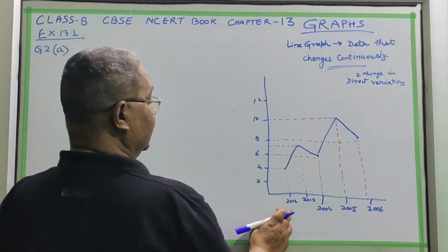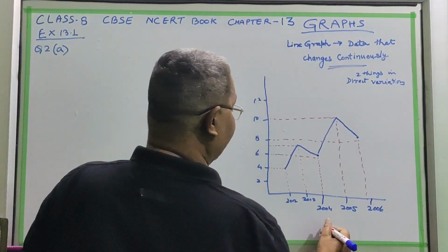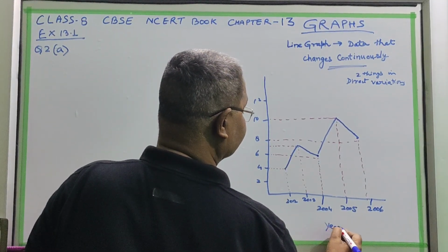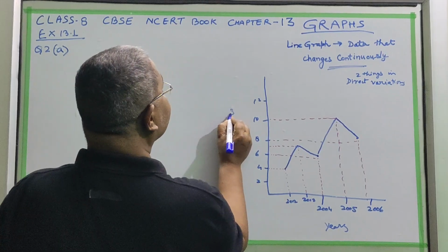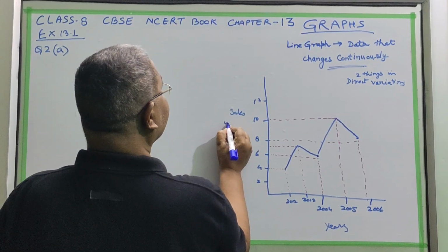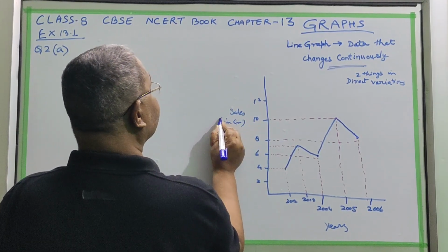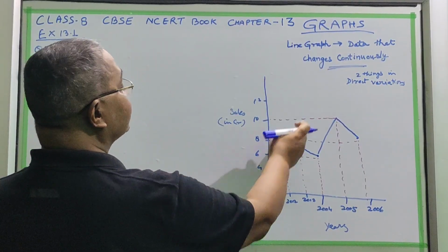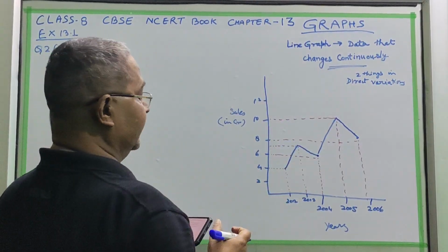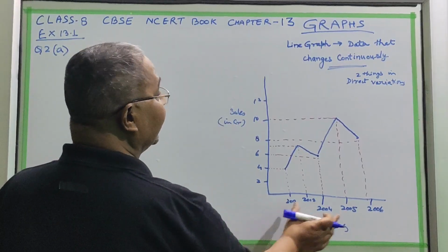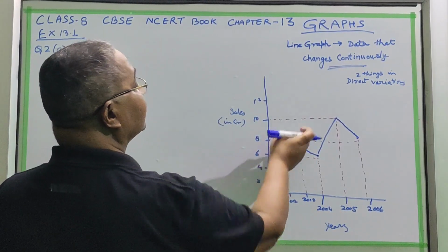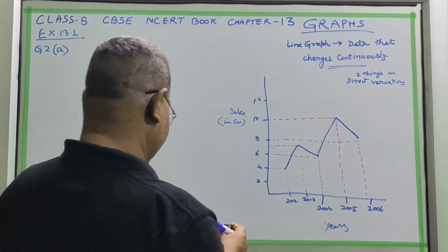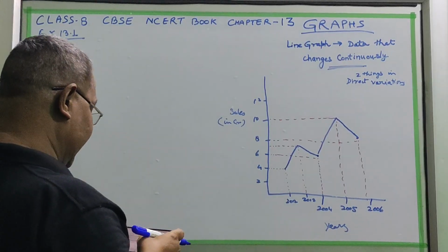So here you see, these are the years, and here sales is given, sales in crores of rupees. So the year is changing, and the sale is also changing. It is also varying. Likewise, as the year varies, this figure also varies. So one is dependent on the other.